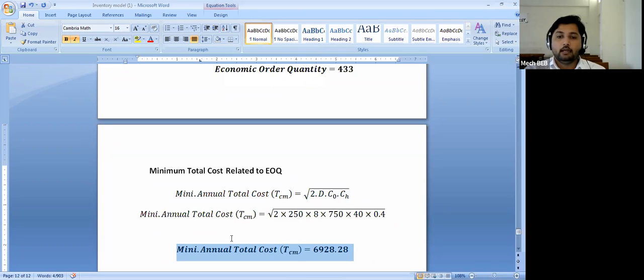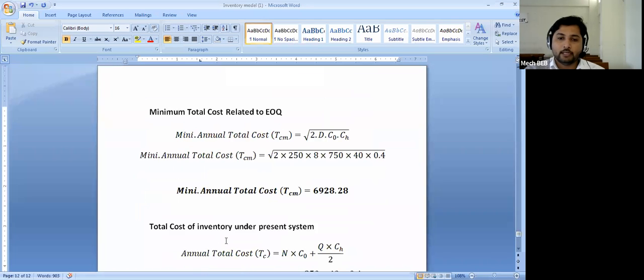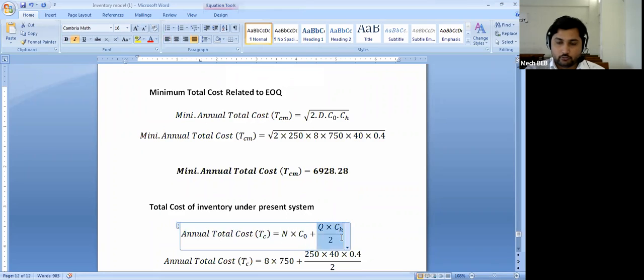Now this is the minimum annual total cost if the company follows the scientific technique of inventory. Here the company is not following the scientific technique, so according to whatever the company is doing, we need to determine the annual total cost. So the total cost of inventory under the present system: the annual cost consists of ordering cost and inventory carrying cost.